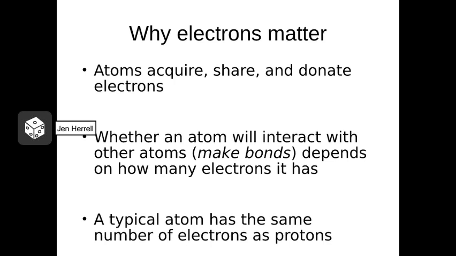Next, we need to discuss electrons. Now, electrons are the smallest particles. So why do we care about electrons? Well, it turns out that when two atoms get together and they want to make a bond to form a molecule, it's actually the electrons that are going to form that bond. So we need to understand a little bit more about electrons and how they behave.